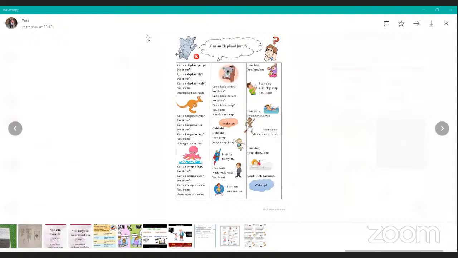Right? Can an elephant jump? No, it can't. Can an elephant fly? No, it can't. Can an elephant walk? Yes, it can. An elephant can walk. Right? Can you see the negative form used there?